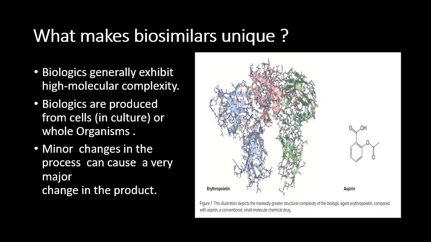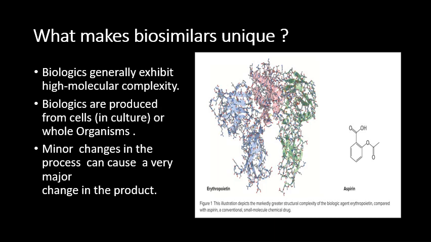Now, what makes biosimilars unique? Why are biosimilars of much interest these days? If you see, these biologics generally exhibit higher molecular complexity. You can see erythropoietin here and aspirin. Erythropoietin is way more complex than aspirin is. The aspirin structure is simpler when compared to the complex structure of the erythropoietin biologic.